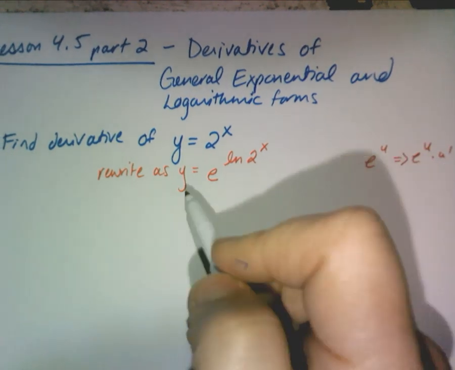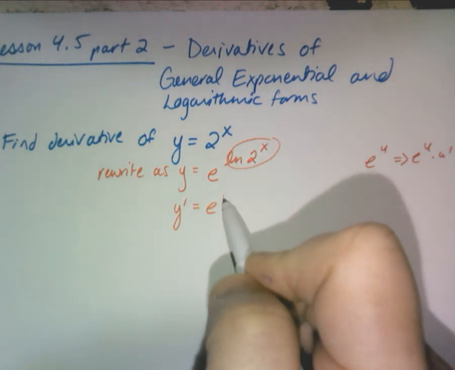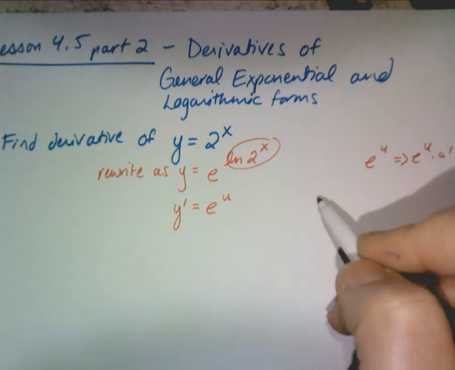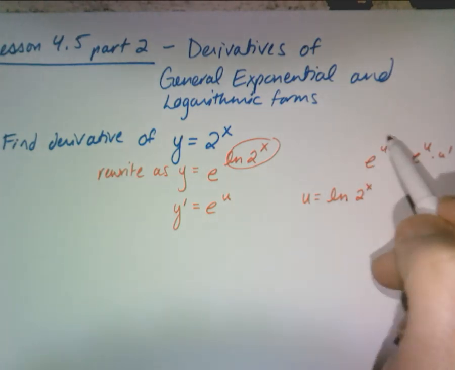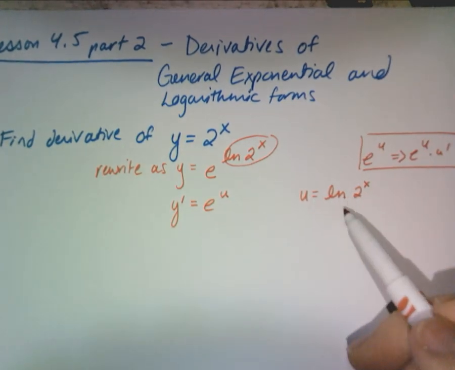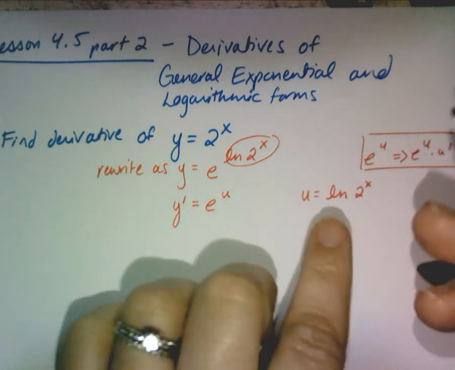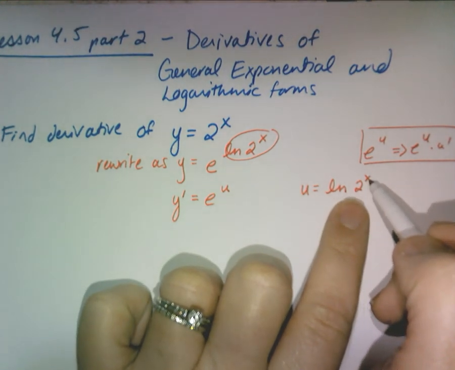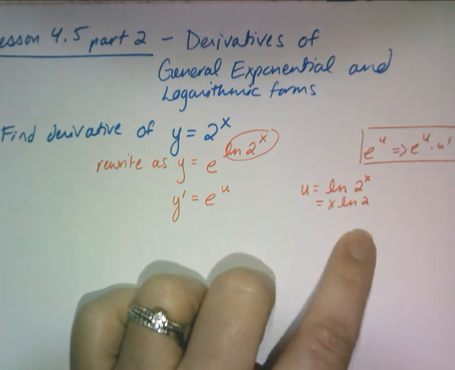So if I take a derivative of this, this whole thing right here becomes my u. So if you want to write it on the side, u would be ln of 2 to the x. Well, we just did this yesterday. What's the derivative of ln of anything? 1 over that. But even before we do that, let me show you something else. What can you do with this x? Oh, so I can actually rewrite this as x ln 2.